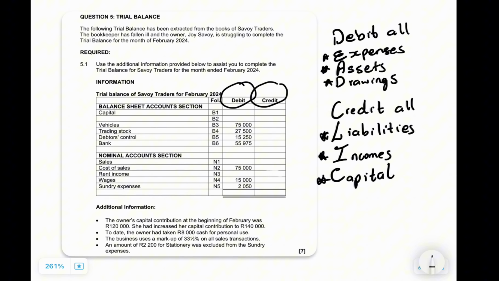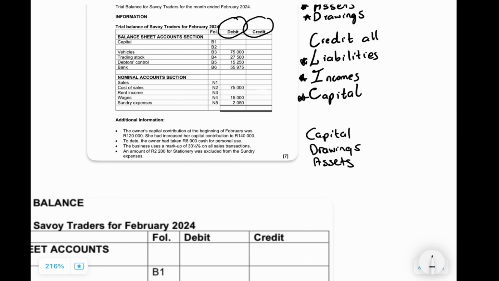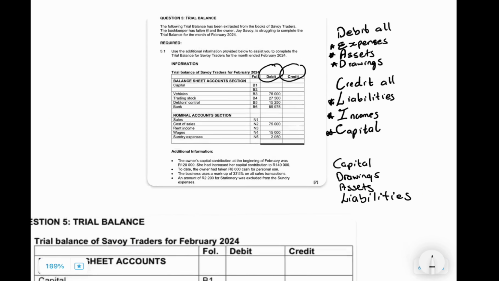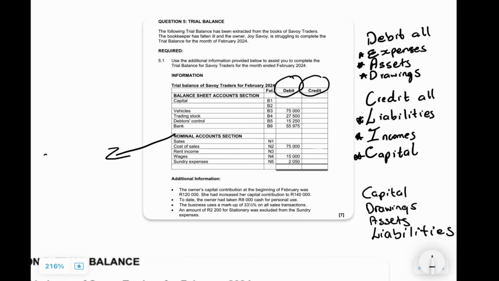The first thing you are going to do is make sure that you know what goes into your balance sheet account section. What goes into the balance sheet account section will be your owner's equity accounts, only the two of them, which are capital and drawings, and then you are also going to put in your assets and your liabilities as well. And in the nominal account section, you are going to put all your incomes and your expenses.